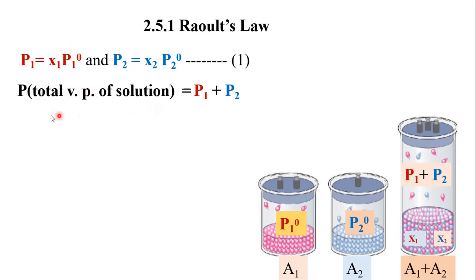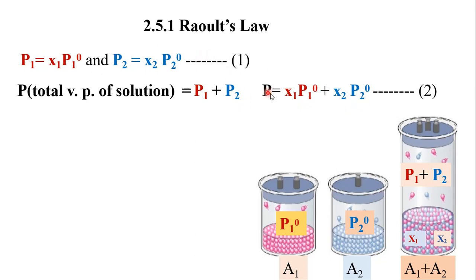the total vapor pressure of the solution, that is, the total of the two vapor pressures, is denoted by P and is called the vapor pressure of the solution. It is equal to P1 plus P2, that is, the partial pressure of component A1 and the partial pressure of component A2. So P is equal to the partial pressure of component A1 and the partial pressure of component A2. So that is the total pressure.